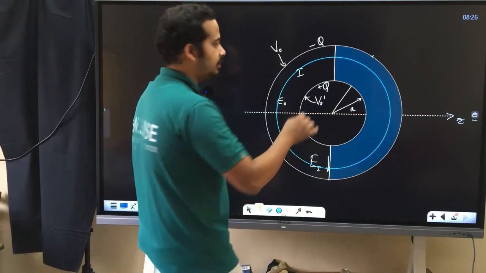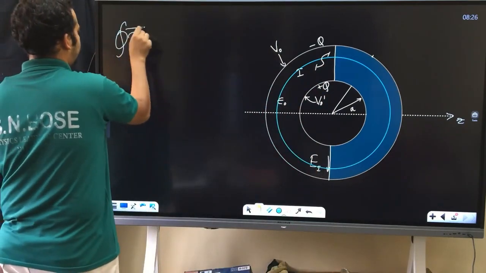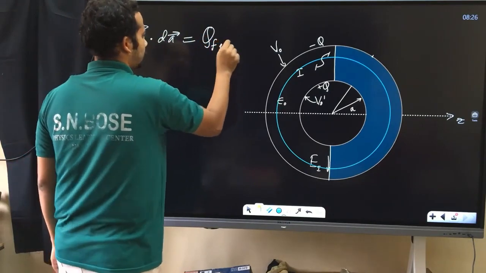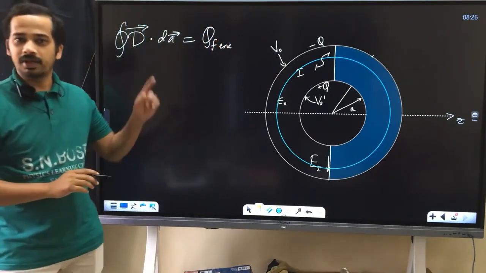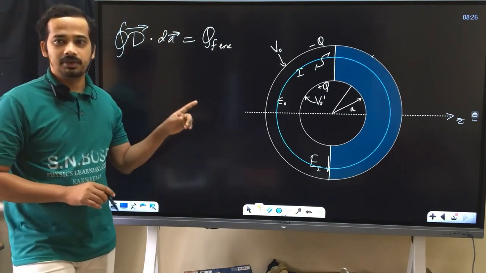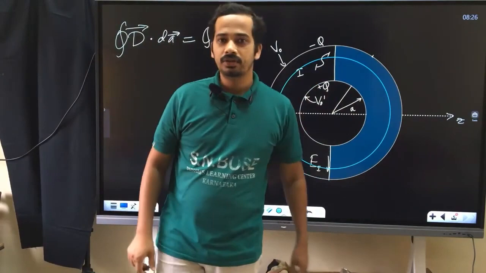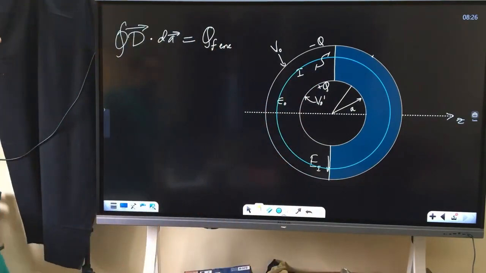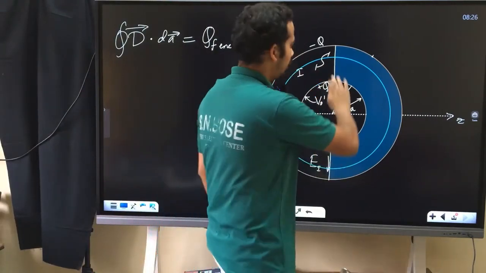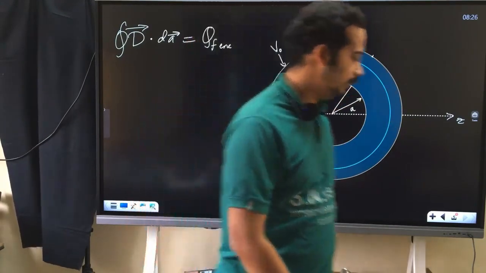This is my surface. I'll apply again D bar dot dA bar is equal to Q free enclosed. Again, you know only the free charges, but I don't do it like earlier. We are not taking D outside because now D need not be constant on the surface, because this Q is not uniform. What I will do is divide the surface into one portion in the air and another portion in the medium.